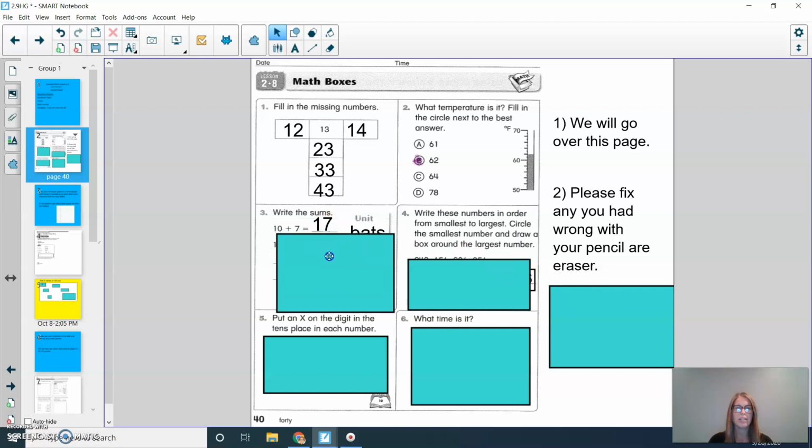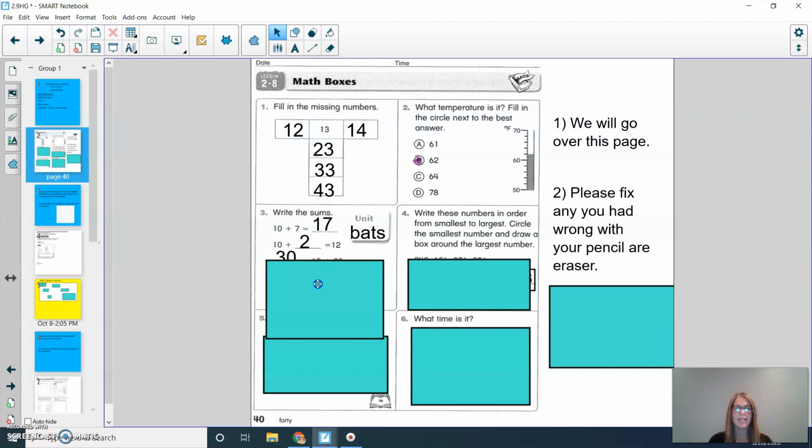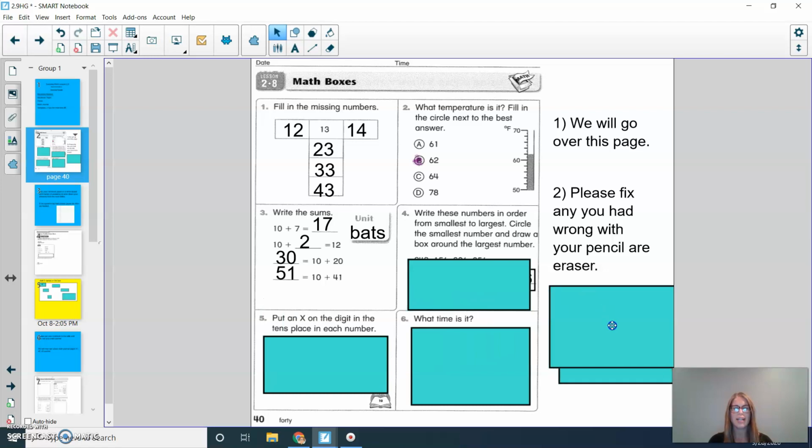For question 3, write the sum. 10 plus 7 is 17. 10 plus 2 is 12. 30 equals 10 plus 20. 51 equals 10 plus 41. And the unit that I chose today was bats.